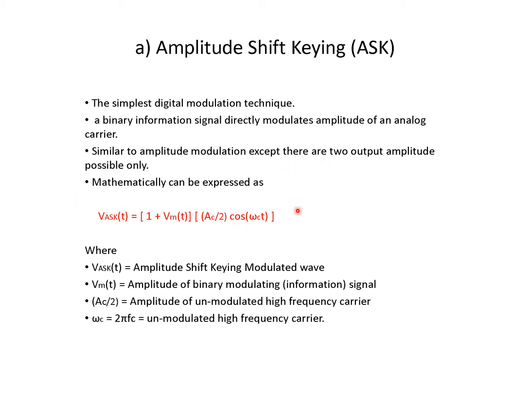The process can be mathematically expressed by this equation: V_ASK(t), meaning it is a time varying signal. V_ASK(t) is equal to [1 + Vm(t)] × (Ac/2) cos(ωc t). Here Vm(t) is the input message binary signal, and Ac is the amplitude of the carrier signal. ωc is the angular frequency of the carrier signal, and t is the time at which the signal is observed.